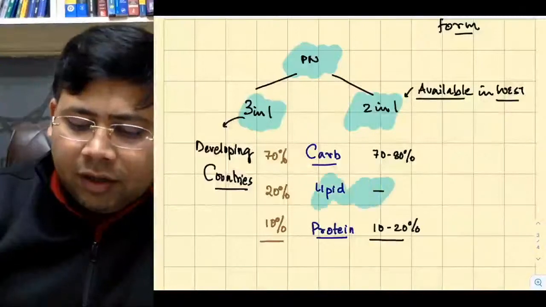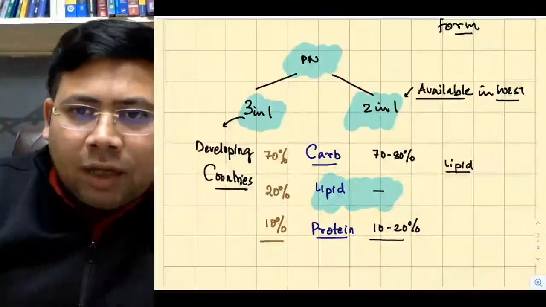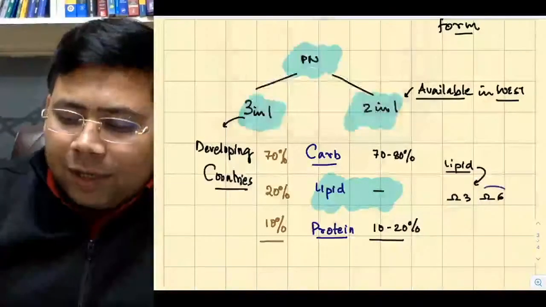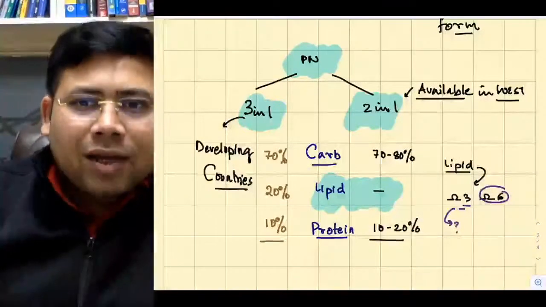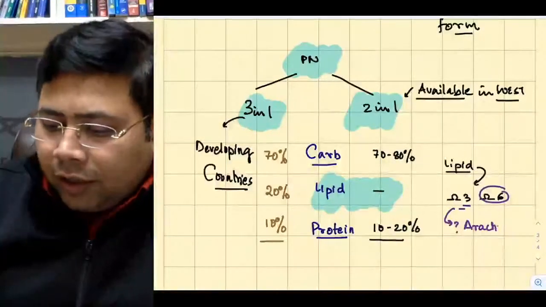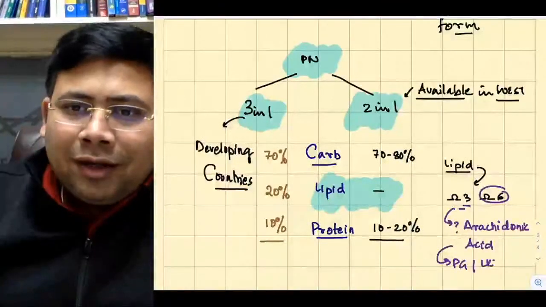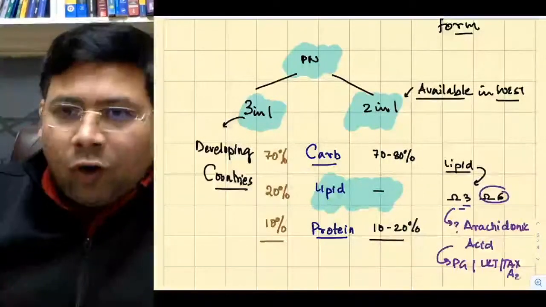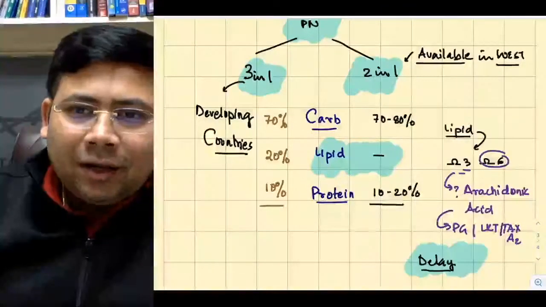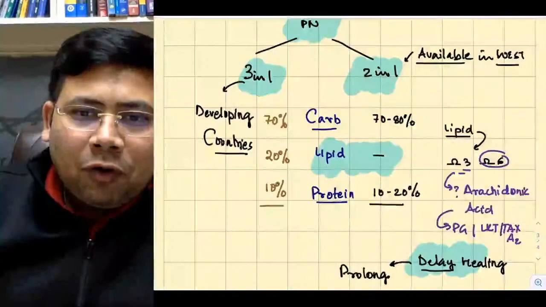Now the question is, why are lipids not there in some? Lipids, majority of the time, break down to release omega-3 and omega-6 fatty acids. But it's not a problem of omega-6 fatty acid, but omega-3 fatty acids. Omega-3 fatty acids will give you a breakdown product of arachidonic acid. Arachidonic acid will release prostaglandins, leukotrienes, and thromboxane A2. All these things delay healing. Yes or no? And once they delay healing, they prolong hospital stay.